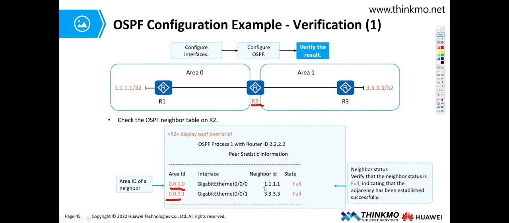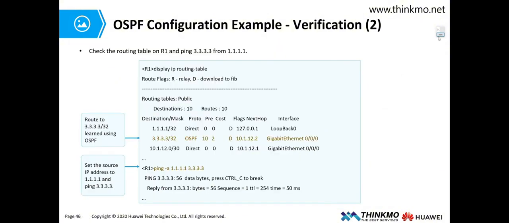Here, it will display the neighbor's router ID, as well as which interface I use to establish the neighbor relationship and what our relationship is. If it shows Full, it indicates that the neighbor relationship has been successfully established. After successfully establishing it, we need to check whether I can learn this route. In the future, we can use display ip routing-table to view the entire routing table.